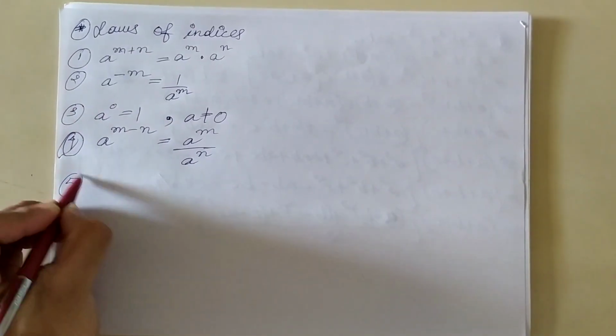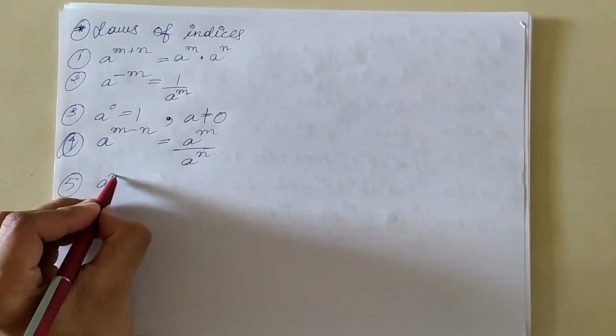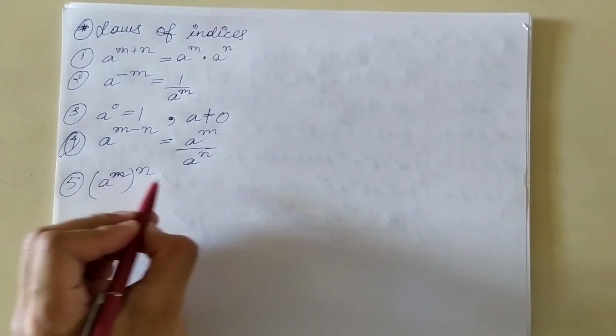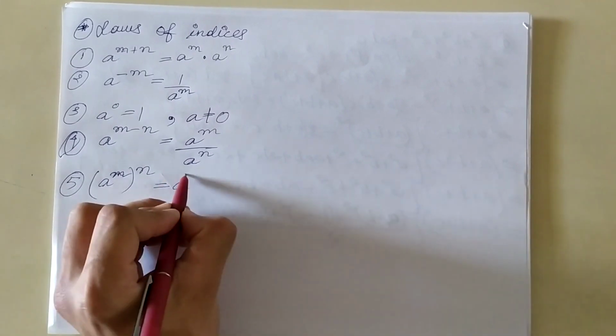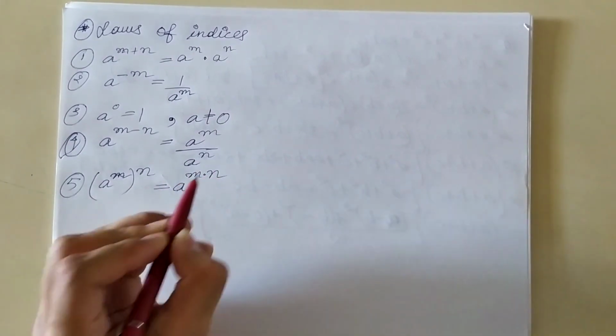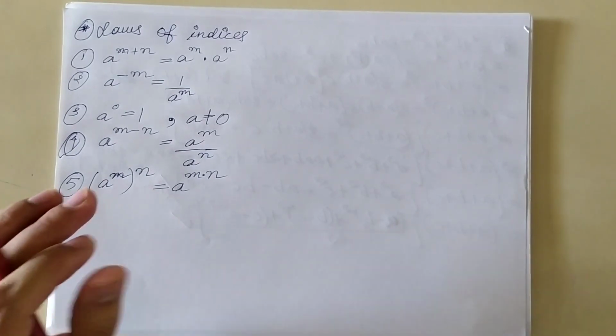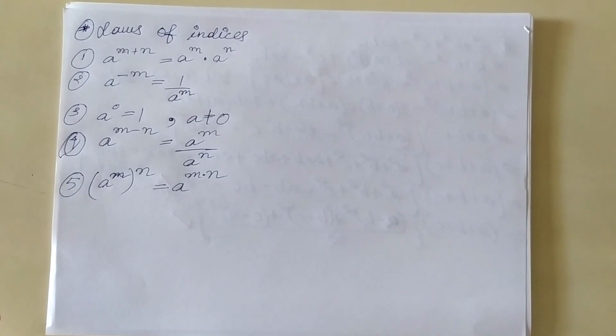Now the fifth identity is a to the power m whole to the power n is equal to a to the power m into n. So these were the laws of indices, and you should keep them in mind. Now we come to ratio and proportion.